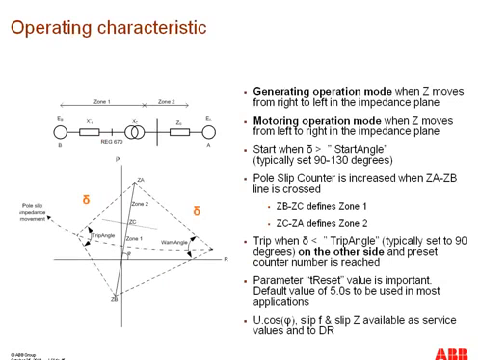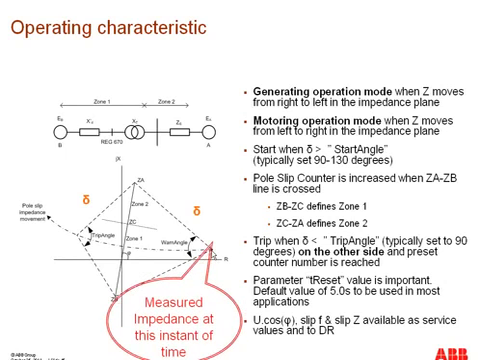In this slide, we will talk about the operating characteristics of the pole slip and out-of-step protection. As you can see, if the generator is faster than the system, then the locus of the impedance will move from right to left, and if it is slower, then it will be moving from left to right. An alarm is given out when the rotor angle is more than the warning angle.